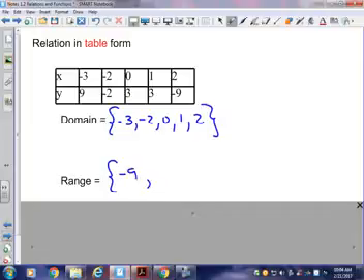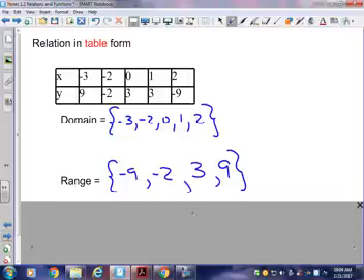-9, -9, -2. So always start with your negatives. The one that looks the biggest, put it first. Then 3 and 9. And I put that 9 and -9 in there to make sure that you look very carefully because sometimes you might think they're both the same.